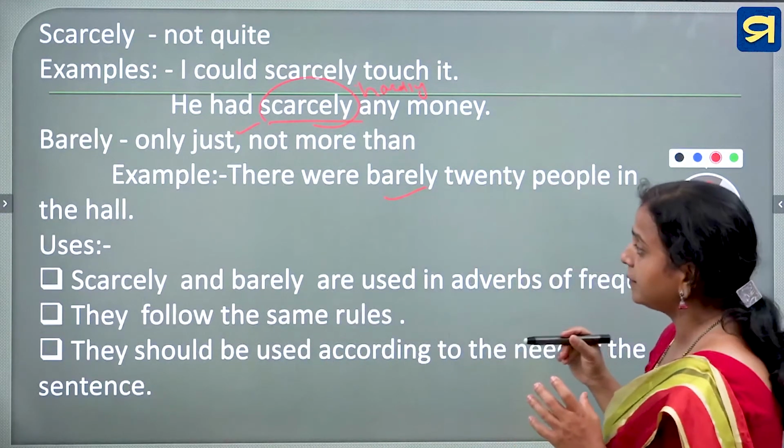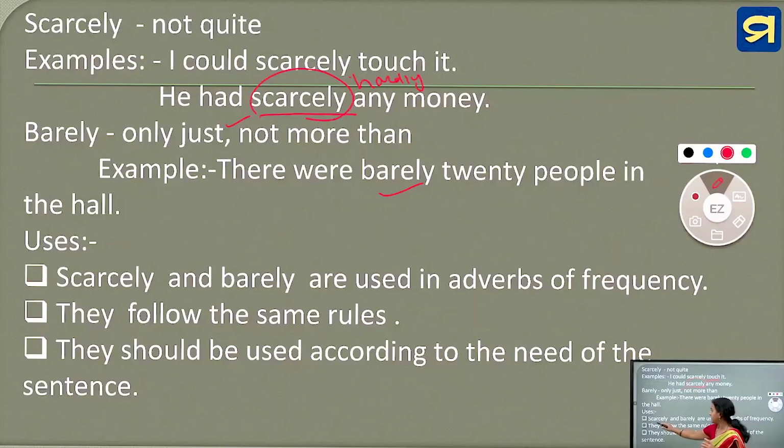Okay. Then come to the uses. First, scarcely and barely are used in adverbs of frequency. As hardly is used for the adverbs of frequency, similarly, barely and scarcely are also used for the adverbs of frequency. They follow the same rules. The rule which is followed for hardly, the same rule is also followed for the use of scarcely and barely. Okay, that means it is used before the main verb and after the auxiliary verb.